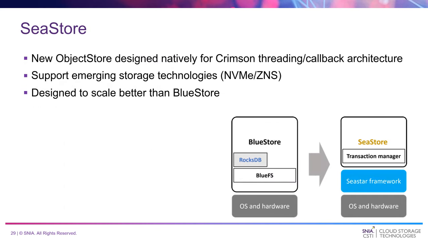There's a new object store that is being designed natively for Crimson with the C-Star architecture. It is designed to support emerging storage technologies like the faster NVMe drives and zoned namespaces supported SSDs. And it is designed to scale better than Blue Store. Primarily, the big change is the metadata store, as we move to a custom implementation, moving away from CPU heavy implementations like RocksDB.